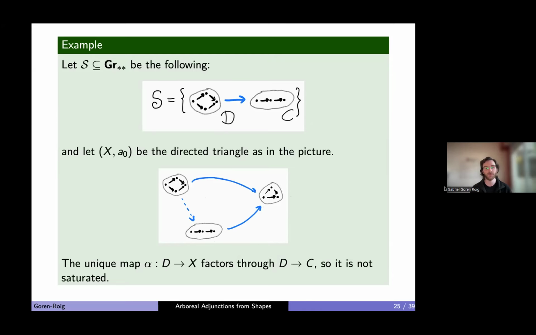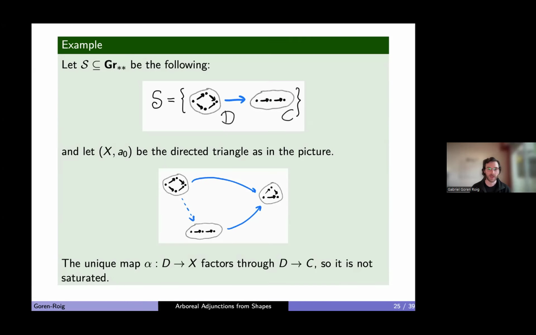What I mean is the only morphism that you can find from the diamond to the triangle actually sends everything to this length 2 path on the top of the triangle, right? So because this morphism factors through the other shape, then it's not saturated. In fact, if I take this morphism alpha on top and I saturate it, I end up getting the morphism below. That's what the operation of saturation is doing.